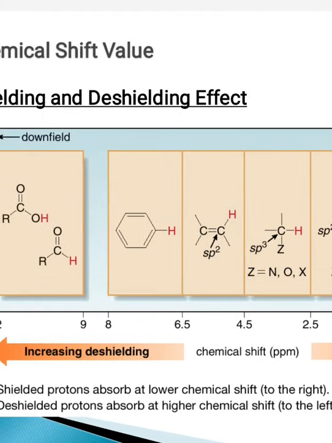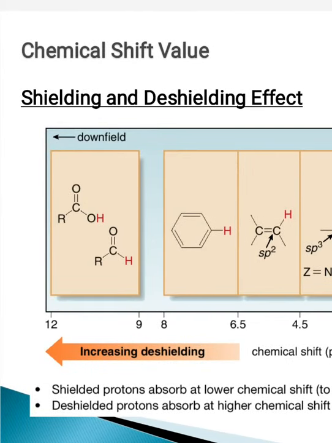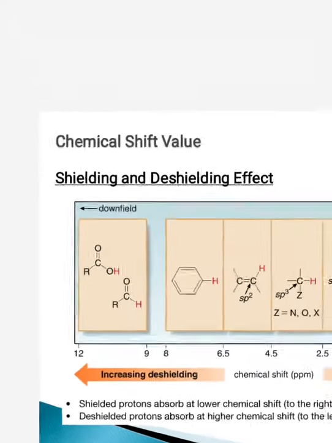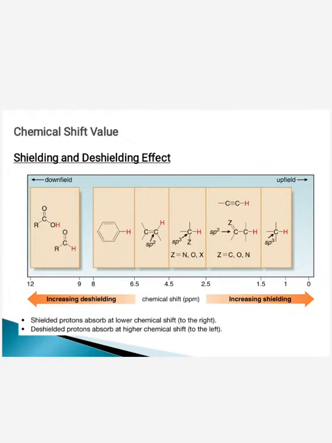All the aromatic protons appear in the region 6.5 to 8 delta ppm, and the protons of aldehyde and carboxylic acid give their peaks in the region 9 to 12 delta ppm, meaning with increasing de-shielding effect. As we move from 0 to 12, the de-shielding effect increases, and as we move from 12 to 0, the shielding effect increases. While solving the problem, we should know these values.